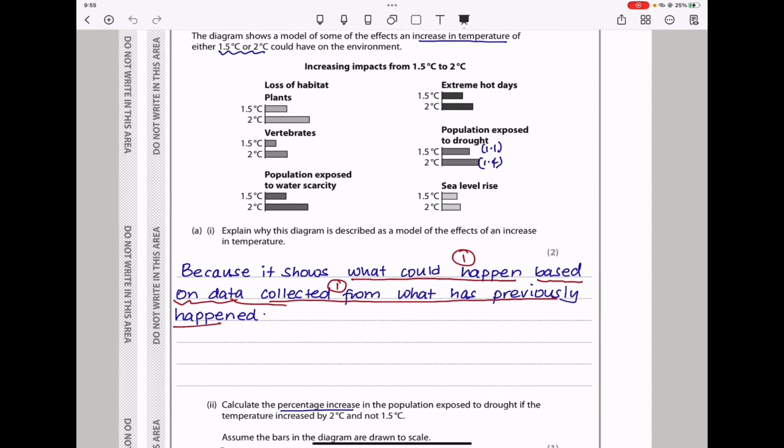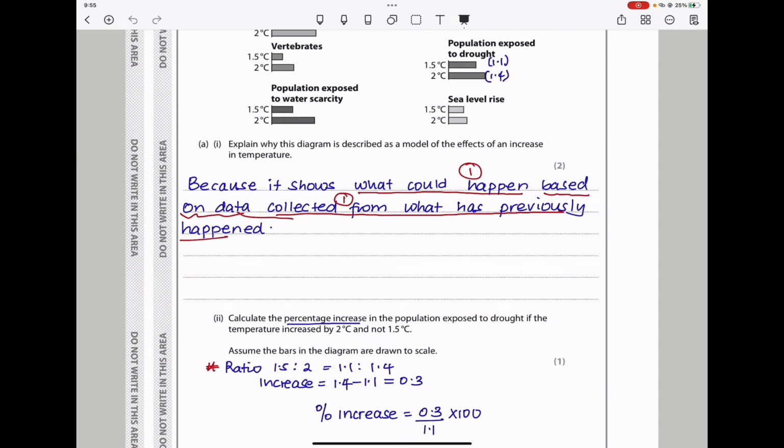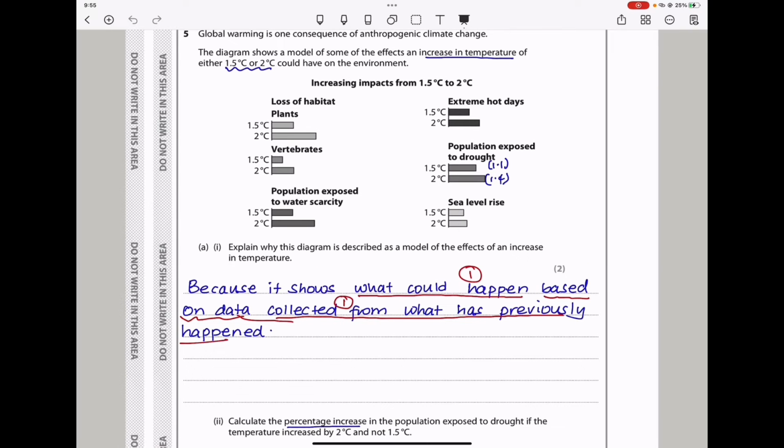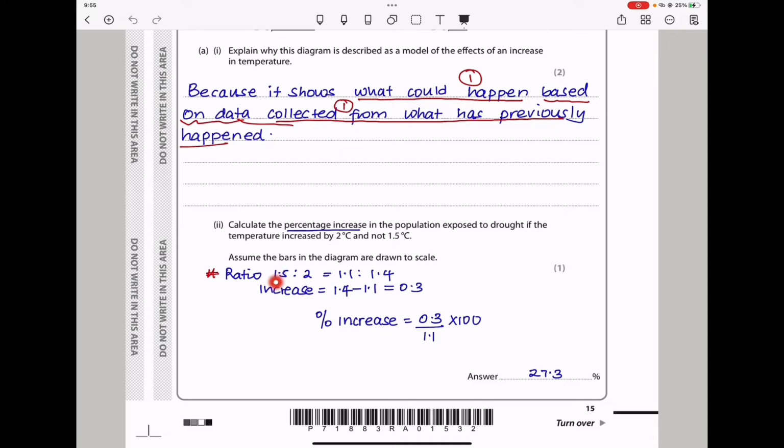Now, this was quite a tricky question because there is no extra information given to us. And again, remember, they've told us percentage increase in the population exposed to drought. So this is the population we're looking for. If there was a change, instead of 1.5, if we go to 2, I used my ruler and got the ratio of that to that, which is about 1.1 to 1.4. So the ratio of 1.5 degrees to 2 degrees is 1.1 to 1.4.